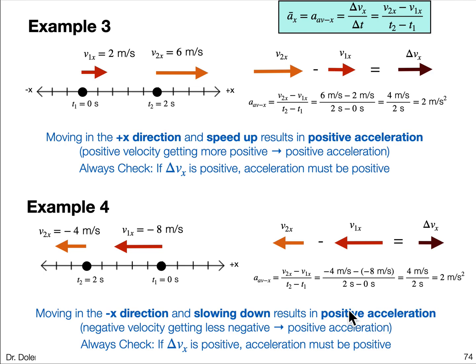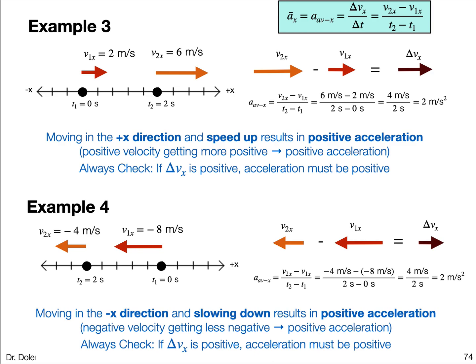So in this case, with our acceleration equation, final velocity is -4, initial velocity is -8, and -4 minus -8 is +4 meters per second. So our delta v is positive, that means our acceleration is positive. So if we have negative velocity, which is getting less negative, that corresponds to positive acceleration. If we're moving in the minus x direction and slowing down, that's positive acceleration because the change in our velocity is in the positive direction.